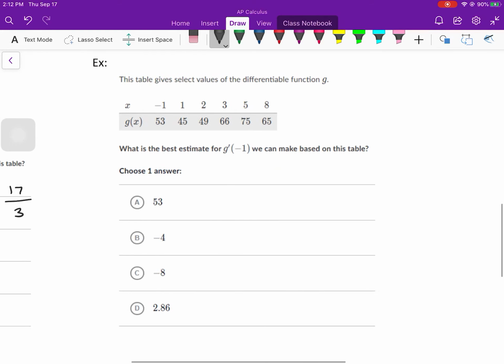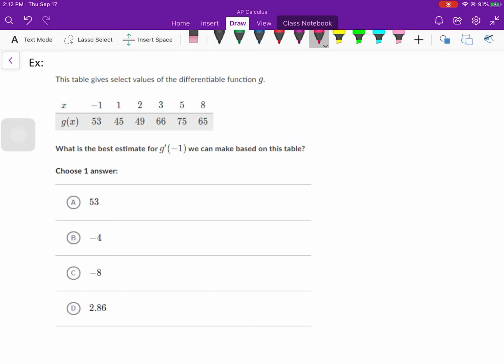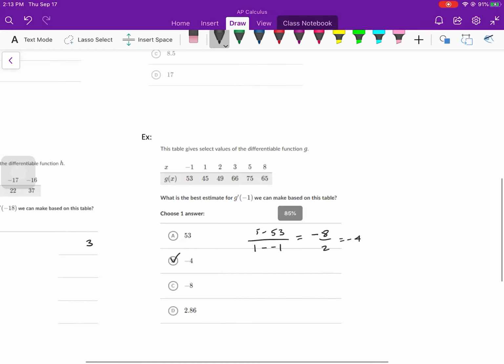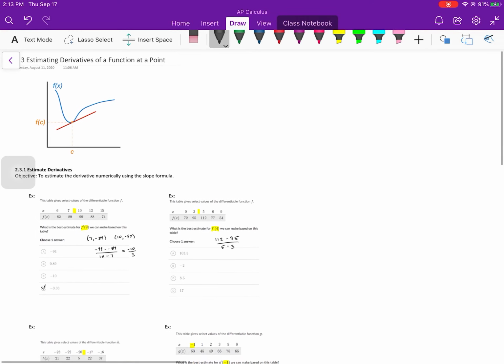So probably this one. What about at an endpoint? So negative 1 falls right here, right at the end. So we're just going to use the other point next to it as close as we can to it. So it's just basically use your brain in a way. I hate to say it. I don't mean to be rude by that comment, but think about it. If derivative is slope, how would you estimate that? So 45 minus 53 is negative 8 over 2, which would be negative 4. And that's how you would estimate the derivative given a table.